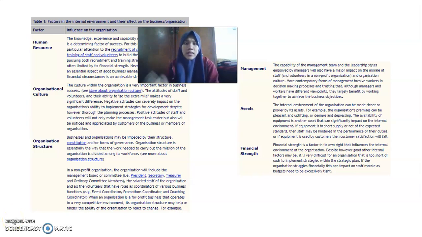Assets. The internal environments of organizations can be made richer or poorer by its assets. The last one is financial strength. Financial strength is a factor in its own right that influences the internal environment of the organization.